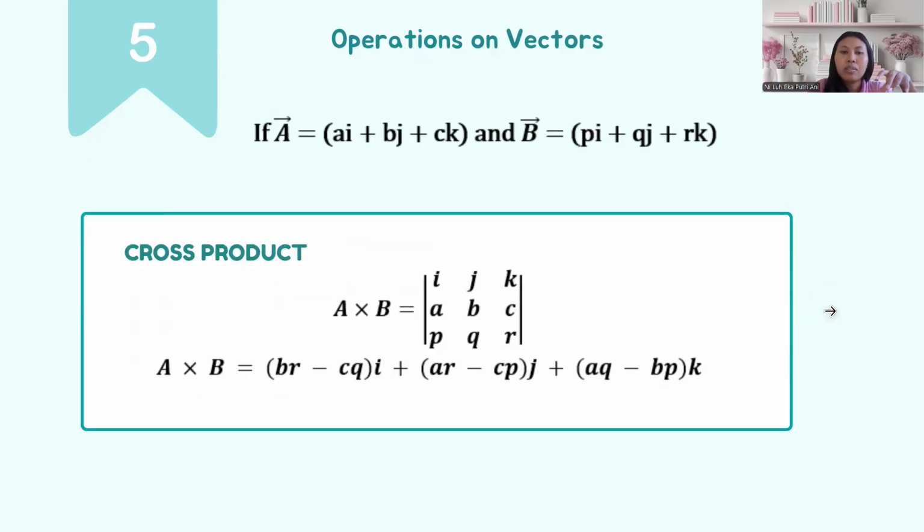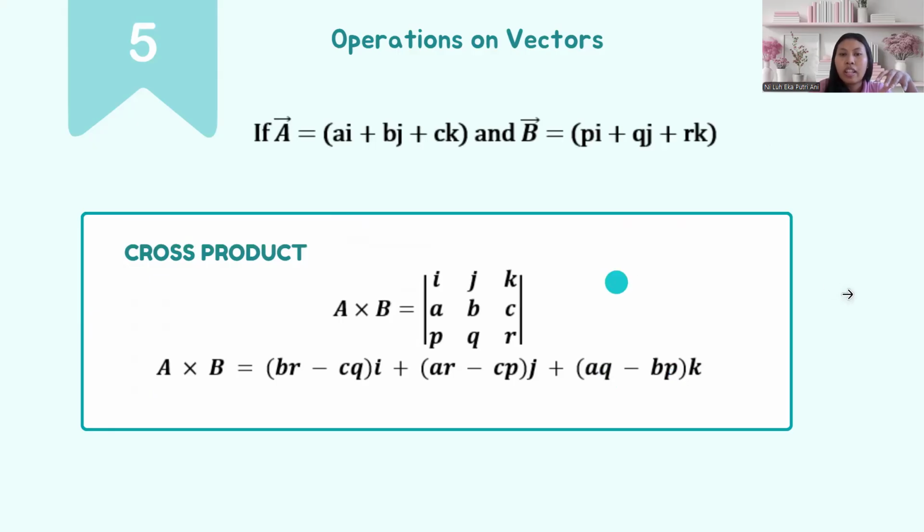Okay, the last we have the cross product. The cross product of two vectors is a vector perpendicular to both. If vector A is this and vector B is this, then we can get A cross B is equal to (b times r minus c times q) i plus (c times p minus a times r) j plus (a times q minus b times p) k.